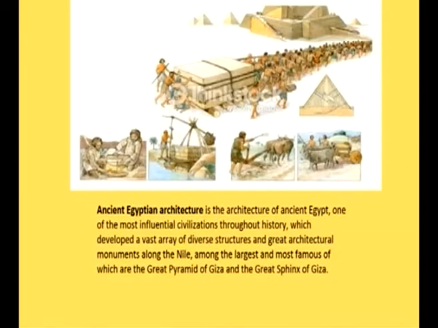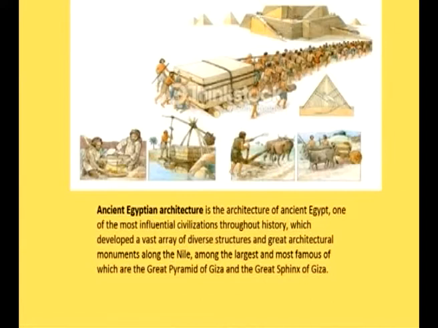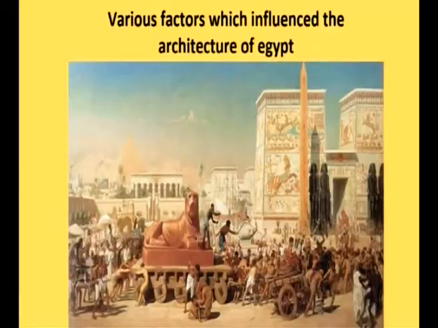Ancient Egyptian architecture is the most influential architecture and civilization around the world. It has developed diverse structures and great architectural monuments along the stretch of the Nile. The Nile River played a major role in the architecture of Egypt. A lot of monuments like the Pyramid of Giza, Amun Temple, and Sphinx are known for Egyptian architecture. Various factors influenced Egyptian architecture. Every country's architecture has been influenced by its geographical features, geological features, and climatic and other features.